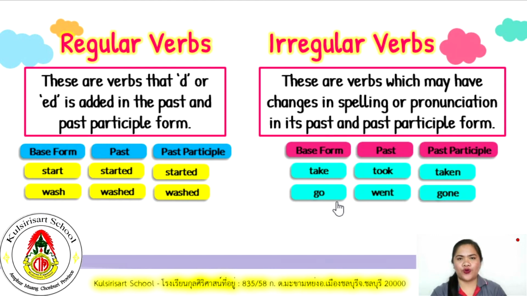Now we have another example. The base form of the word go is go, its past form is went, and its past participle is gone. As you can notice in irregular verbs, the spelling changes whenever you transform it to its past or past participle form. Take, took, taken. Go, went, gone. Aside from spelling, the pronunciation also changes. So, is that clear for you? That's good.